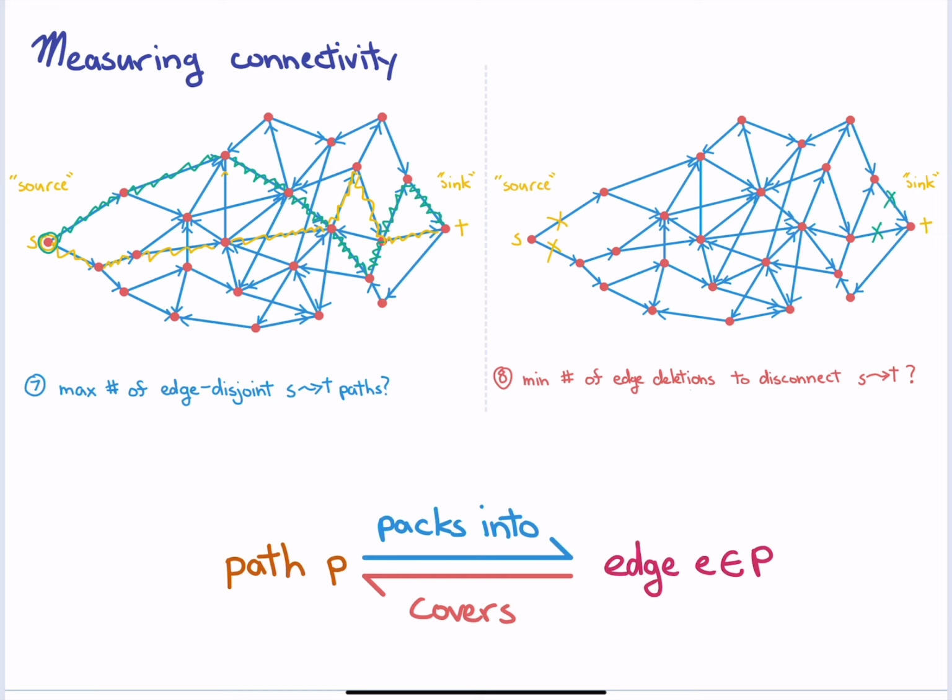On the flip side, when I'm trying to cut off S from T, that's like saying for every possible way to get from S to T, for every possible path from S to T, I should be removing at least one edge. So that path is disrupted. So in that sense, I'm taking edges to cover all the paths from S to T. So you have this kind of mirror image thing going on.